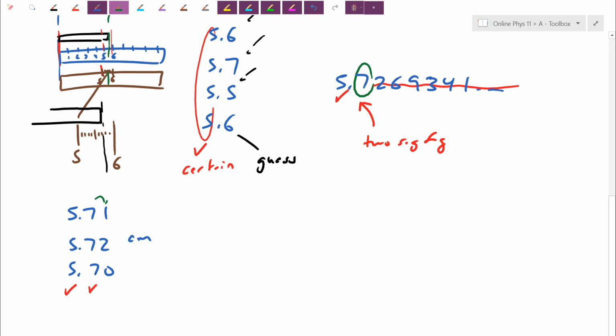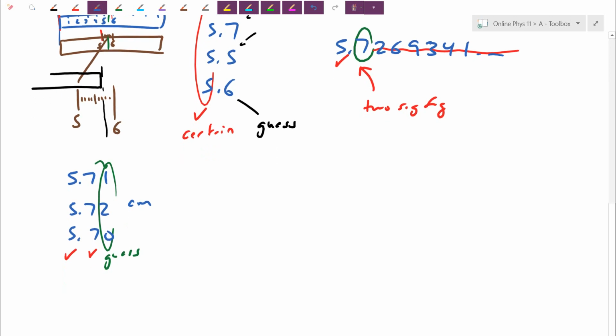It's a 0 in this hundredths place. Or maybe it's a little over. It's not quite half here. Maybe it's a 1, maybe it's 2. This one here similarly is a guess, but you'll notice I've now picked up one more decimal place here.